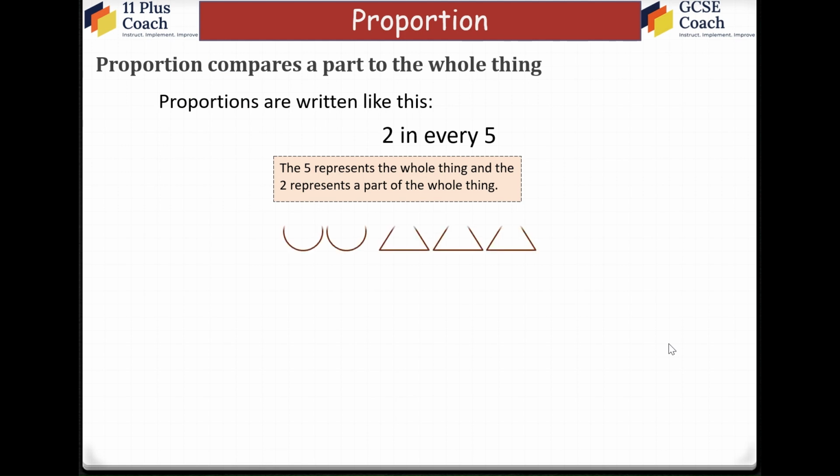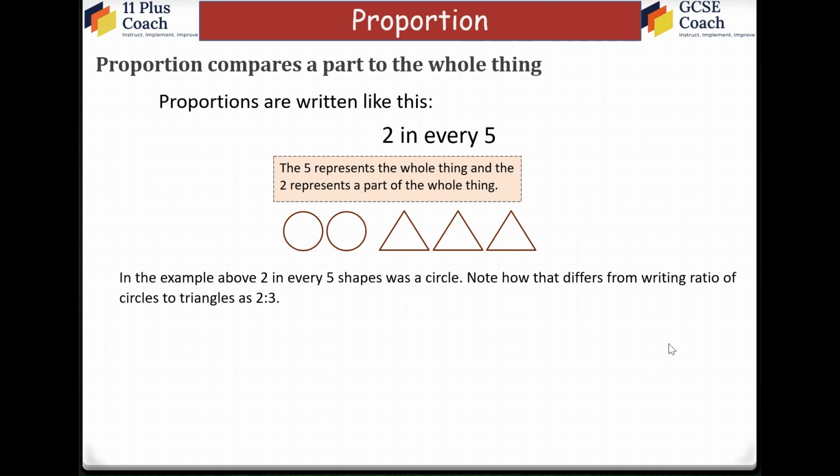Now, let's say this is a necklace and there are 5 pieces in it. If I want to see how many are circles, I would say there are 2 in every 5 are circles. So, the 5 represents the whole thing and the 2 represents a part of the whole thing. In this example, 2 in every 5 was a circle.